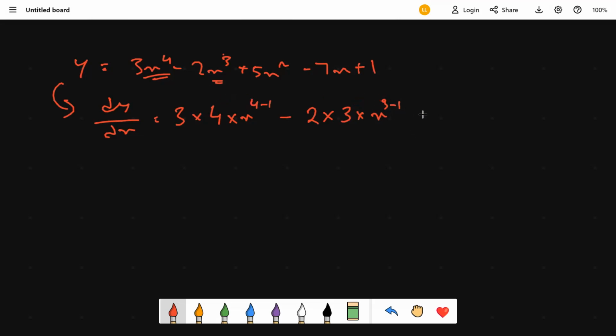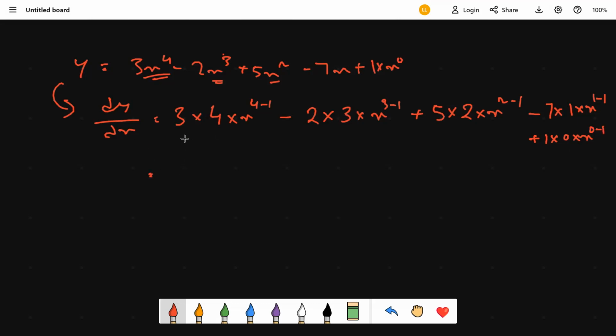Okay. Then we have plus 5, which is the constant, multiplied with the inner value of x, which is going to be coming in front. So we will simply get 2 times x to the power 2 minus 1, minus 7 times 1, since this x has a value of 1, times x to the power 1 minus 1. Finally, we have 1 times x to the 0, so 1 times 0 into x to the power 0 minus 1.